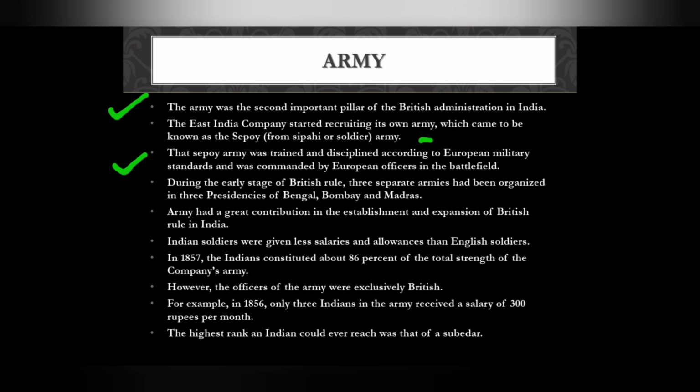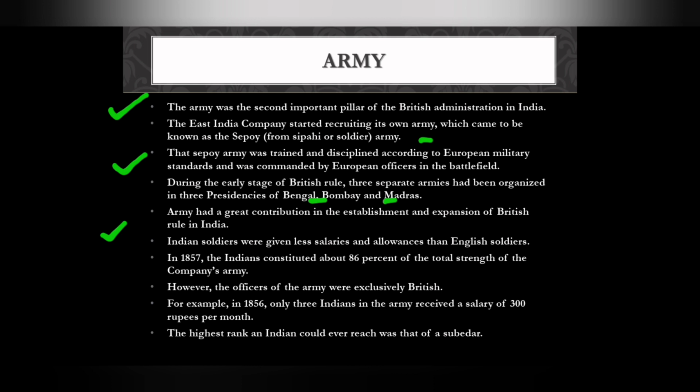Okay. During the early stage of British rule, 3 separate armies had been organized in 3 presidencies of Bengal, Bombay and Madras. So in the early stages, the British ruled with 3 separate armies. What were the 3 separate armies? There is Bengal, Bombay and Madras.